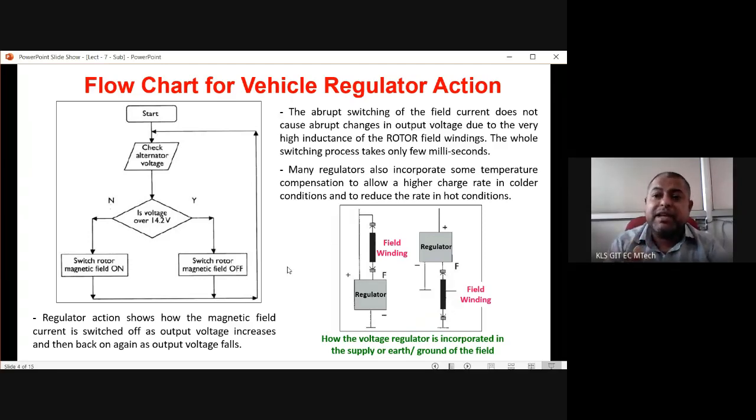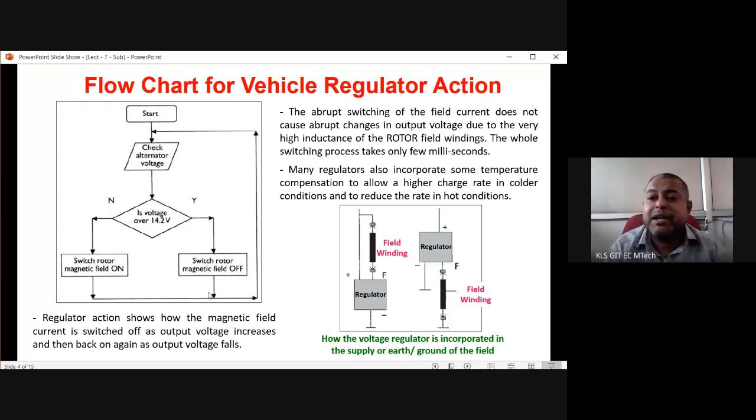So whenever the supply voltage is less than 14.2, we have to make the current flow through the magnetic field coil. Again, I'll repeat, when the rectified output of the alternator is less than 14.2 volt, there is still scope of charging. So in that case, we can switch the rotor magnetic field on. So less than 14.2, switch on the current flowing through the magnetic field rotor. And if the voltage is greater than 14.2 volt, switch off any current flowing through the magnetic field rotor.